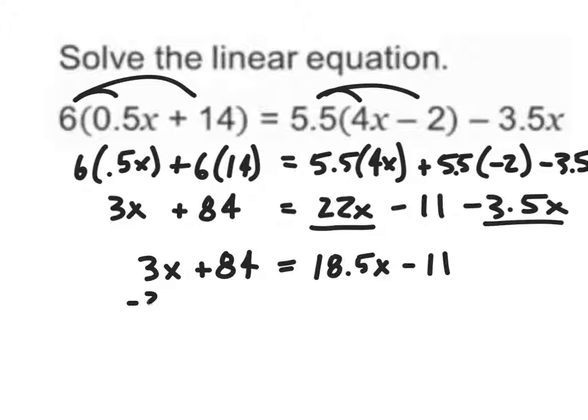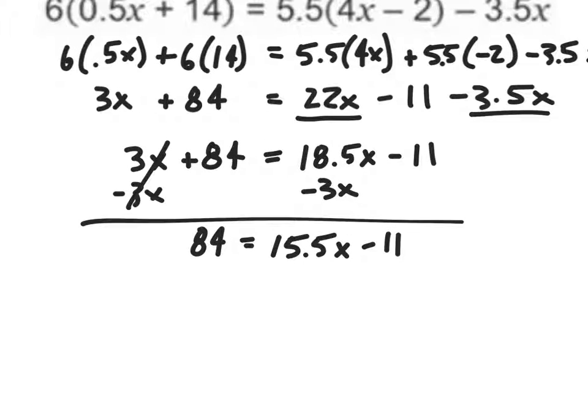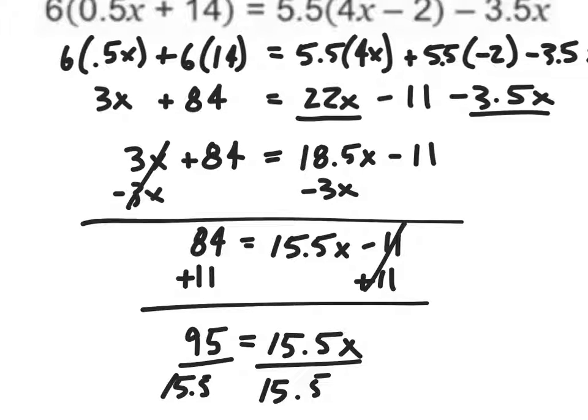So first step, let me subtract 3x from both sides. So that cancels out. I've got 84 is equal to 18.5 minus 3, which is going to give me 15.5x, and then minus 11. Now to solve for x, I want to add 11 to both sides. Those are going to cancel out. So I've got 84 plus 11, which is 95, is equal to 15.5x. Divide both sides by 15.5, and those are going to divide out.